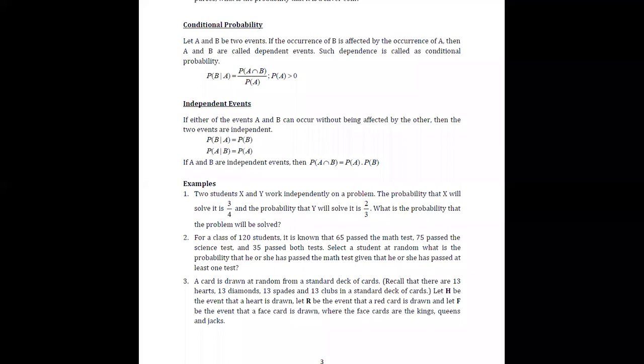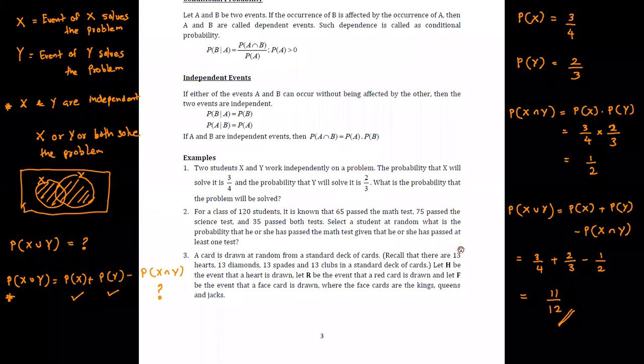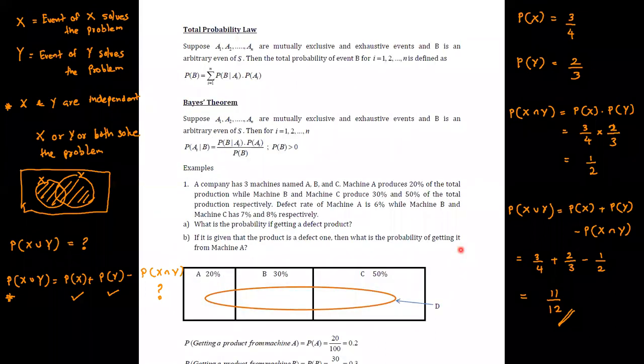This is how we use the concept of independent events in a practical approach, and you can try these two problems by yourself. Please have a look at these two problems and try to obtain the answers for them as well. And now we will move on to the next important concept in probability.